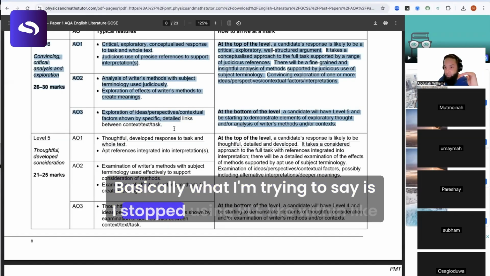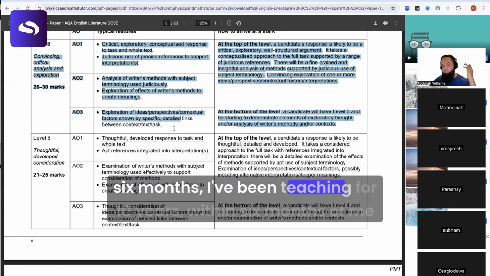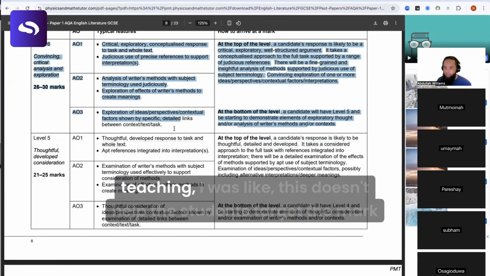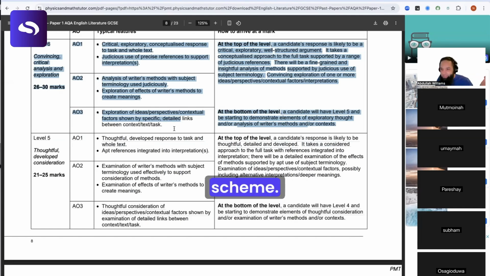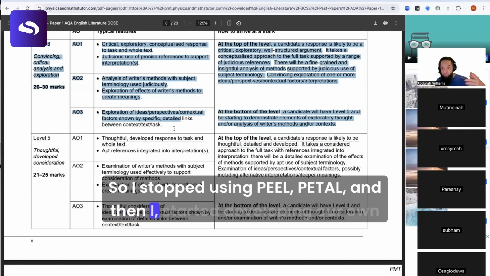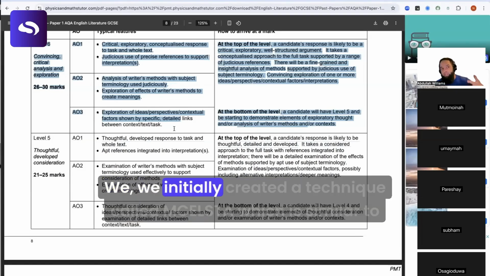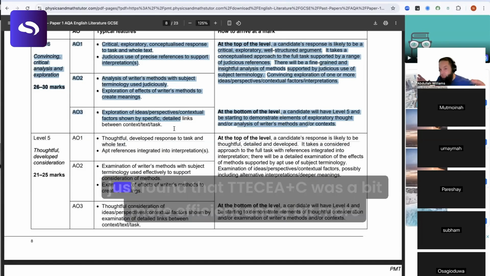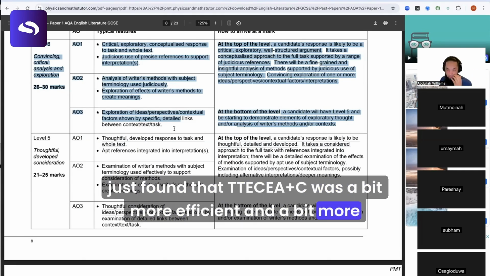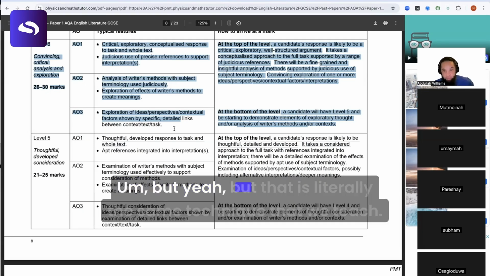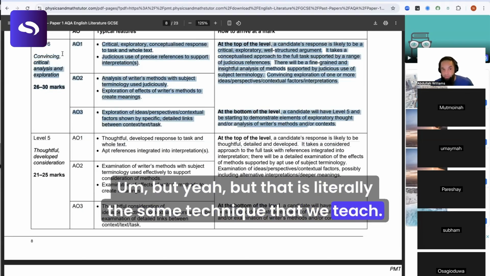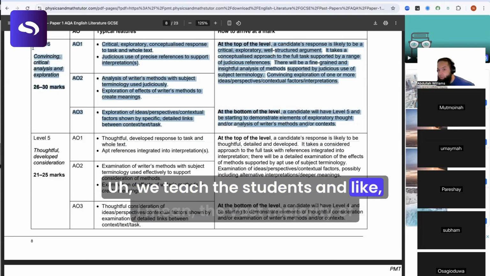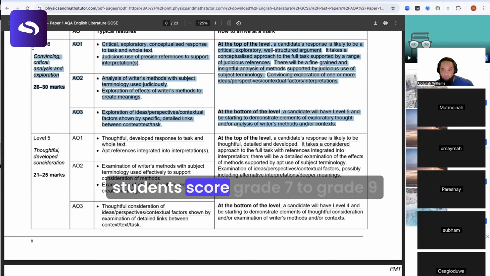Basically, what I'm trying to say is I stopped using PEE within about 6 months. I've been teaching for 10 years. Within 6 months of teaching, I was like, this doesn't help the students target the mark scheme. So I stopped using it, all of them. I stopped using PEEL and PETAL, and then we started developing our own techniques. We initially created a technique called McAllister, which is similar to TTECE, but then I found that TTECE was a bit more efficient and a bit more accurate, I guess. That is literally the same technique that we teach the students, and the vast majority of students score grade 7 to grade 9.